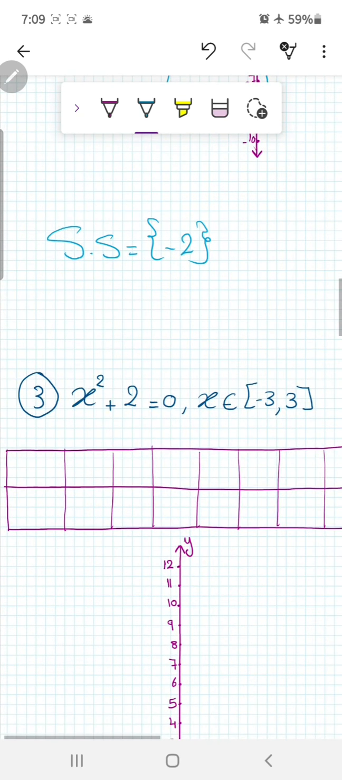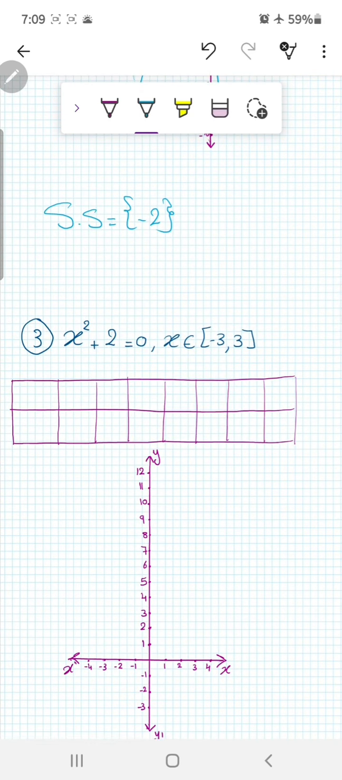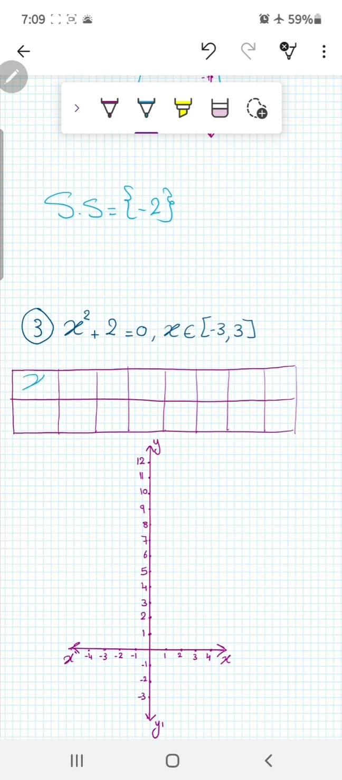Okay, let's take another example. Here we have x power 2 plus 2 equals 0, and we have the interval from -3 to 3. Okay, as we said, here x and y: x is -3, -2, -1, 0, 1, 2, and 3. The values of y are 11, 6, 3, 2, 3, 6, and 11.